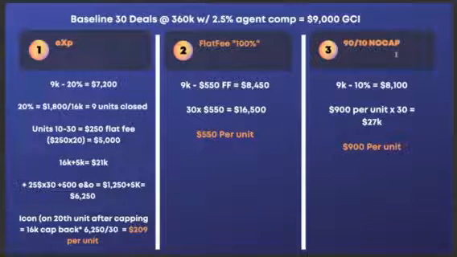Now let's move over to our 90-10 no cap. We take the same $9,000 GCI, subtract our 10% split, and it's going to give us a net of $8,100. Not as much as $8,450, still more than $7,200, but we have to take that $900 per unit, multiply that by 30, and our cost of business is now $27,000 on the same 30 deals. That's $900 per unit. Let's take it a step further.